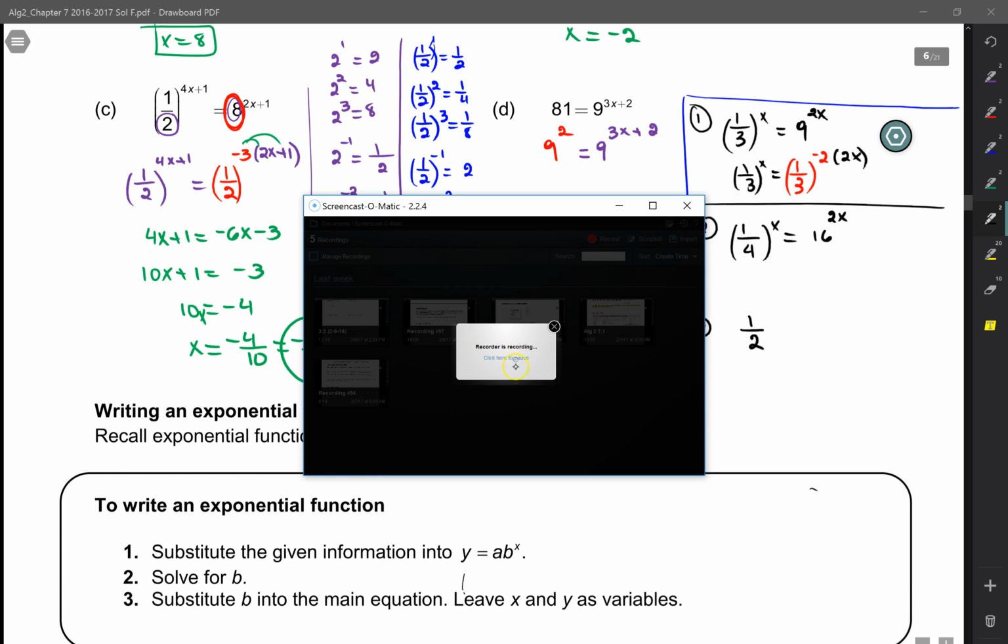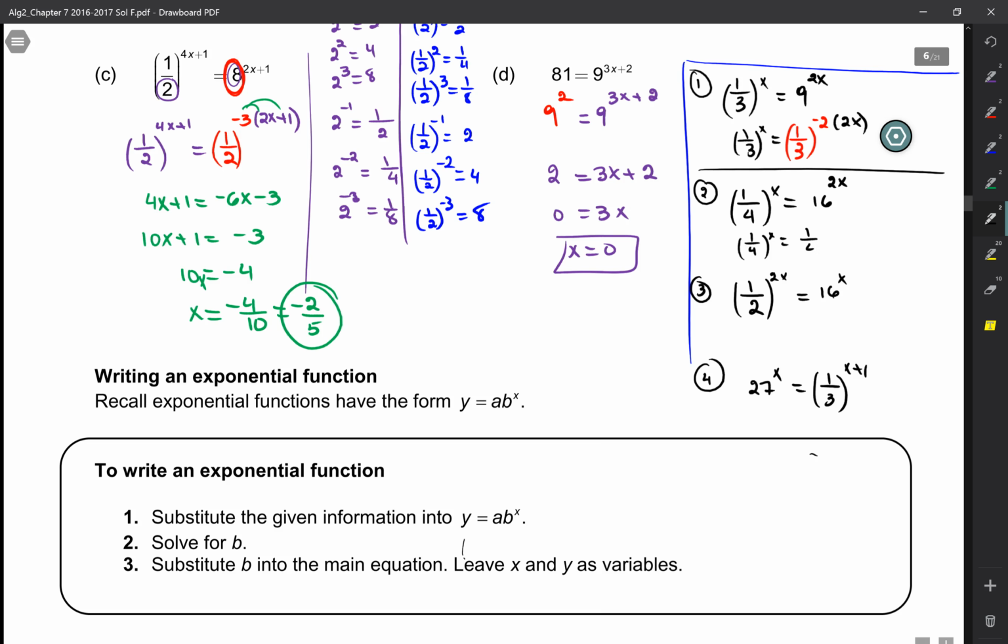Right, so for the first one, I'm going to have 1/4 to the power of x equal to what? 1/4 to the power of negative 2 times 2x. All right, what about for the next one? 1/2 to the power of 2x equal to 1/2 to the power of negative 4 times x.